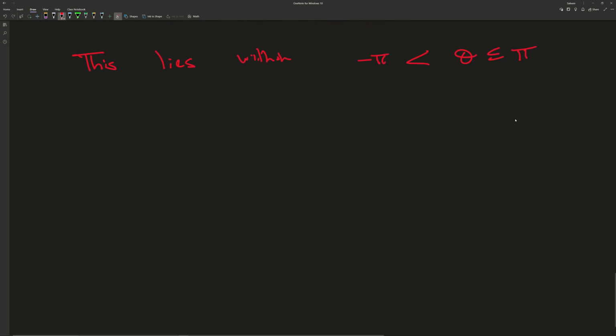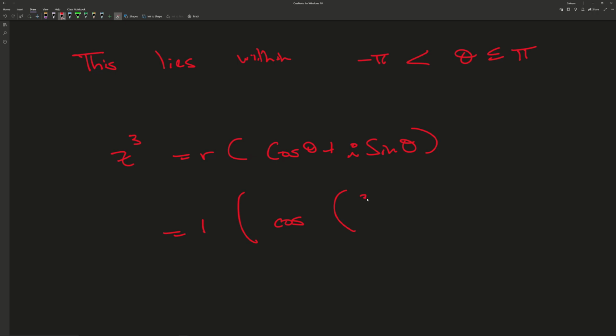So after all this hard work, let's write our answer now in polar form, which is r cis theta. Let's write it: r cos theta plus i sine theta. What's r? 1. What's theta? Cos of 3 pi upon 4 plus i sine 3 pi upon 4.